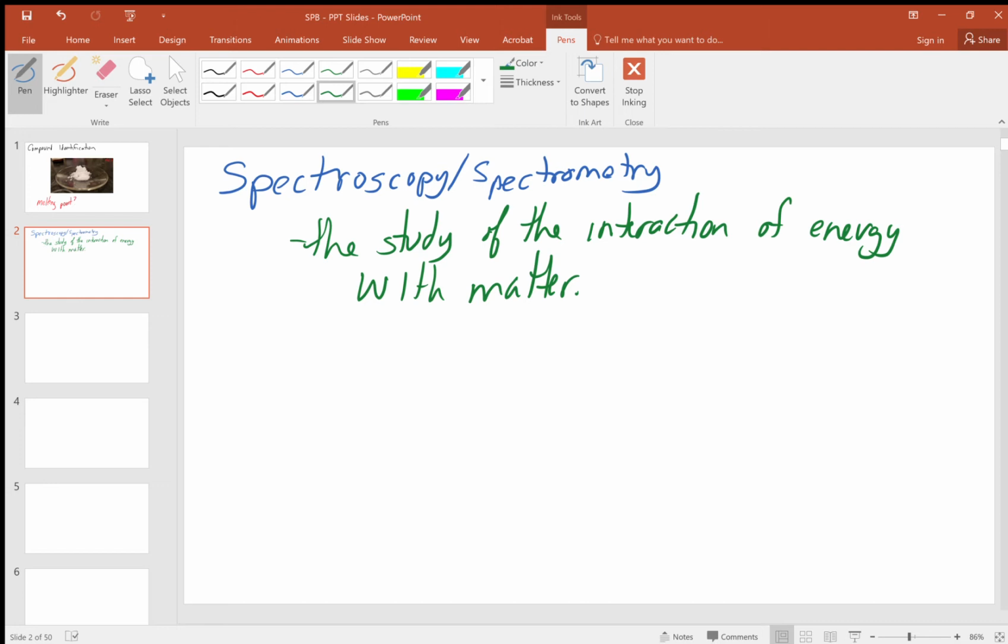Now, why do we have so many different types of spectroscopy? In this class, we're going to learn about infrared spectroscopy, proton NMR, carbon-13 NMR. We'll learn about mass spectrometry, and we'll do a little bit with ultraviolet spectroscopy. Well, the problem is that no one type of spectroscopy gives us all of the information about a molecule.